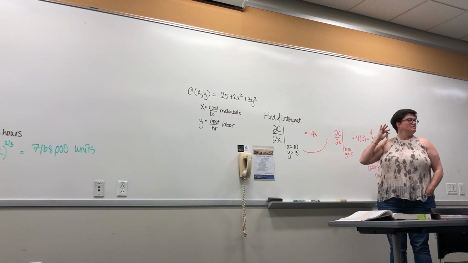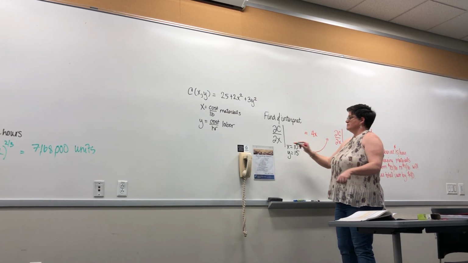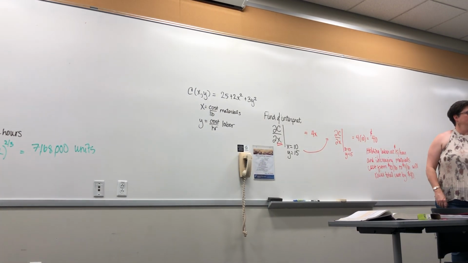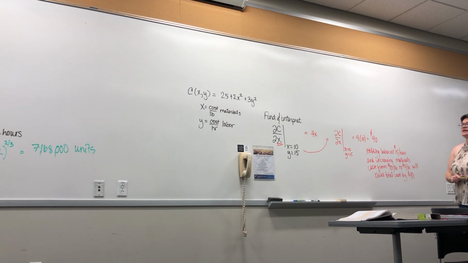How did we know that X was the variable? I told you in the statement of the problem. Okay. It'll most likely be given, either explicitly like that or implicitly when it says, find how changing materials affects your overall cost. So that would be the partial with respect to X in this case, because X is materials. Does that make sense? Okay, so knowing what each thing represents is now super duper important, guys.